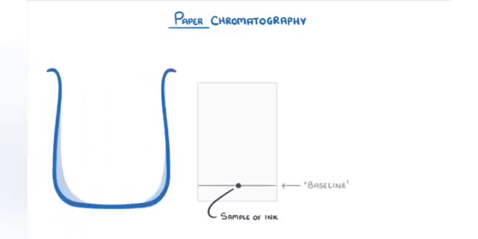The first step is to take a piece of filter paper and use a pencil to draw a line near the bottom of the sheet, which we call our baseline. Next, you want to add your sample of ink, which you think might contain lots of different substances, to the pencil line. Then we need to find a beaker and fill it with a shallow amount of solvent, like water or ethanol.